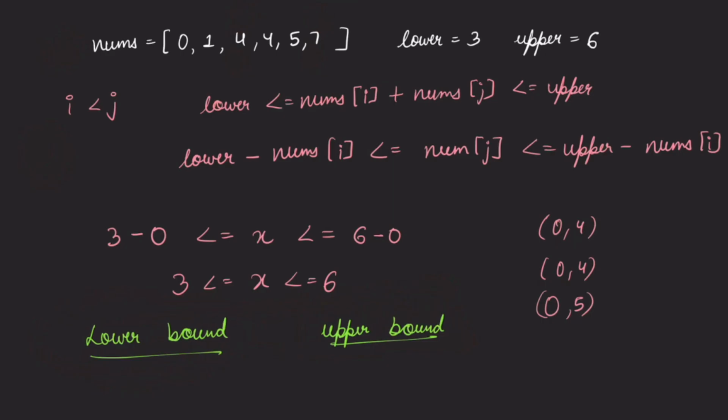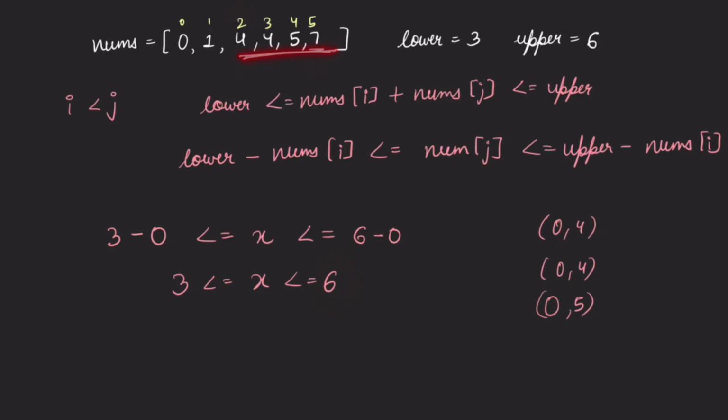So now if I am applying lower bound for 3 and upper bound for 6 on this nums, then what are you going to get? Let me just remove this. When I apply lower bound on 3, I will get an iterator pointing to this. Let me just write the indexes 0, 1, 2, 3, 4, 5, right? I will get an iterator pointing to this 4, at index 2. Next, when I apply an upper bound on 6, it will return an iterator pointing to this 7, at index 5. When I take the difference of these, which is 5 minus 2, I will get 3. Are there 3 elements in this nums array which are within this range? Yes, 4, 4 and 5, right?